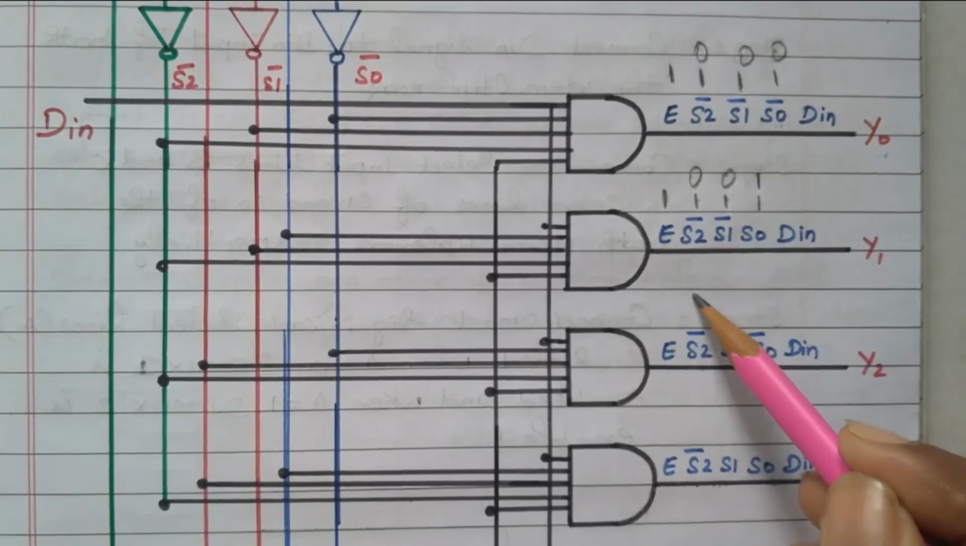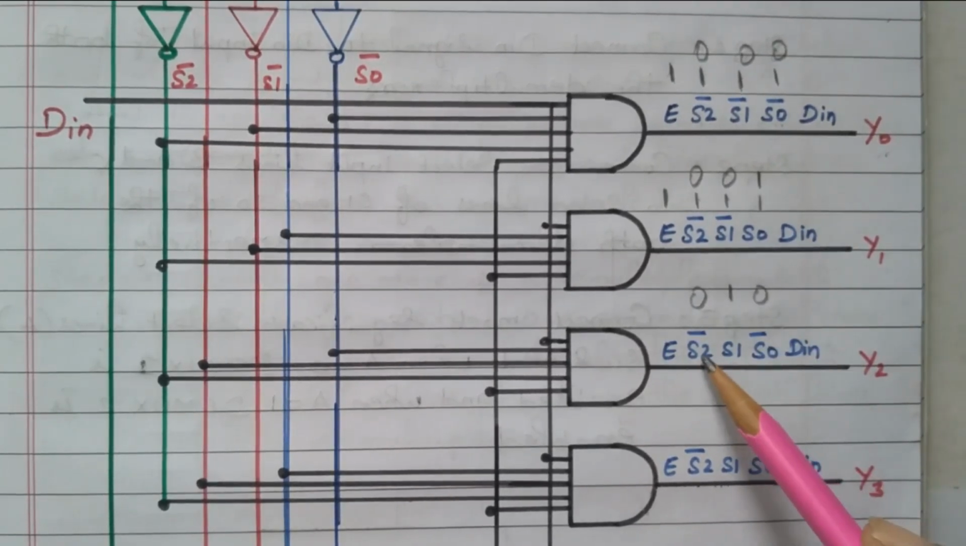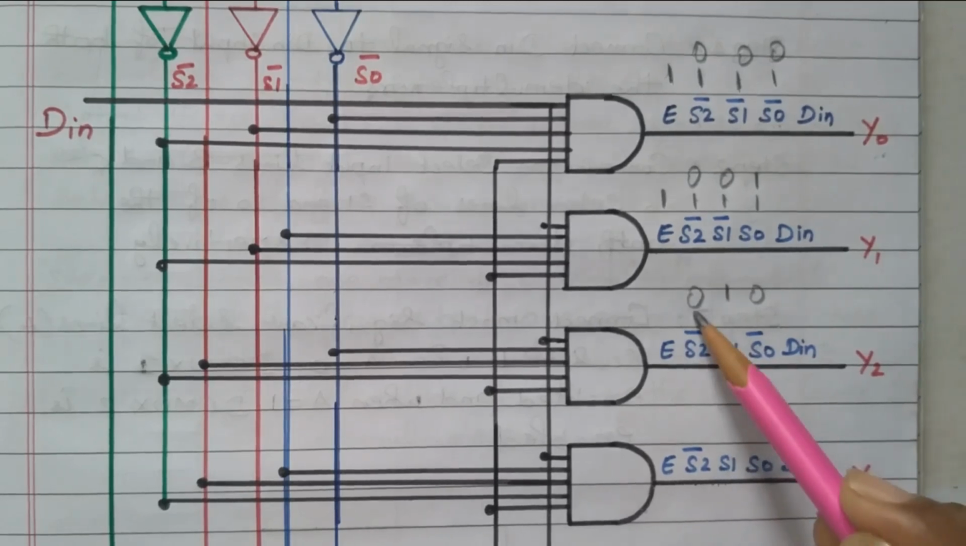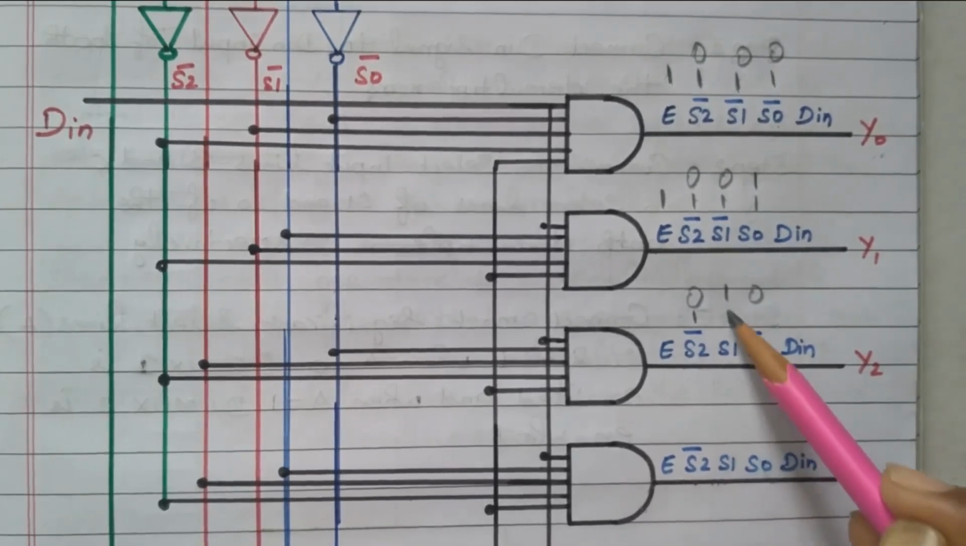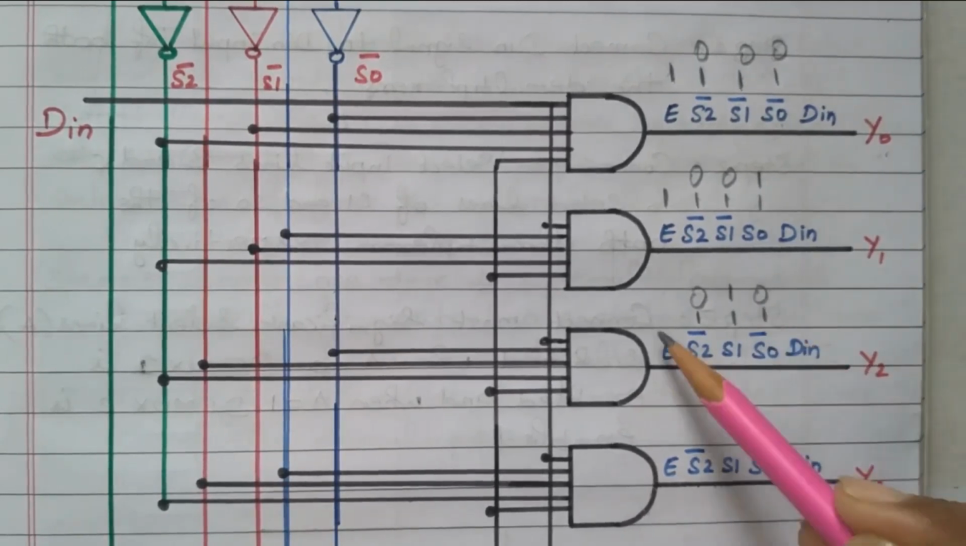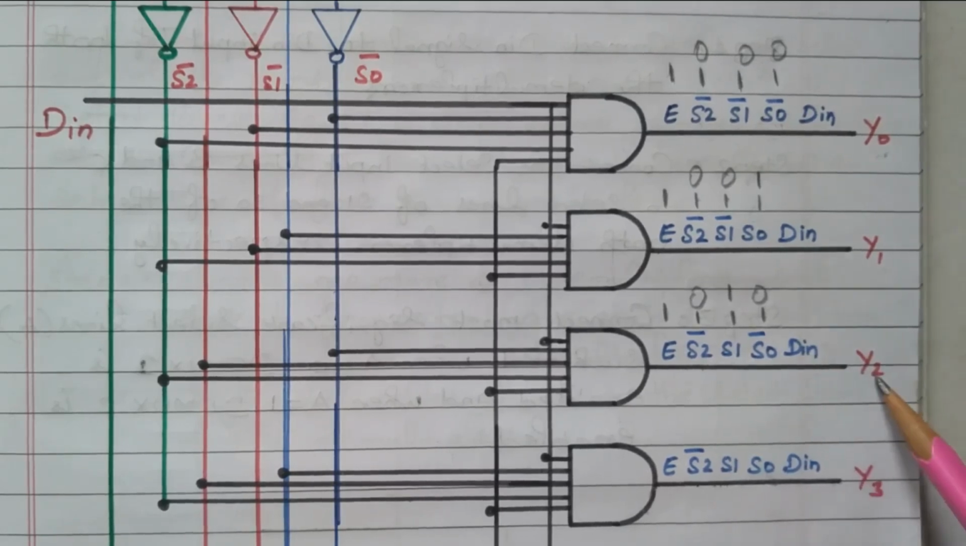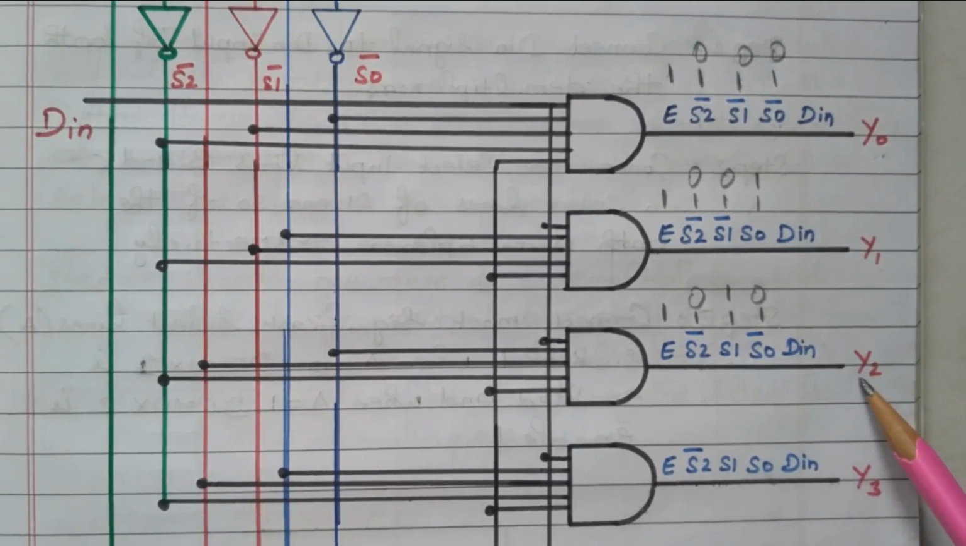Then we'll go to the third combination 0 1 0, right? So here the bar is available, so 0 becomes 1. This is 1 as it is. Here S0 is 0, so S0 bar becomes 1, already enable 1. So automatically Y2 is nothing but the output. The output Y2 is nothing but DN, data in available in the Y2.